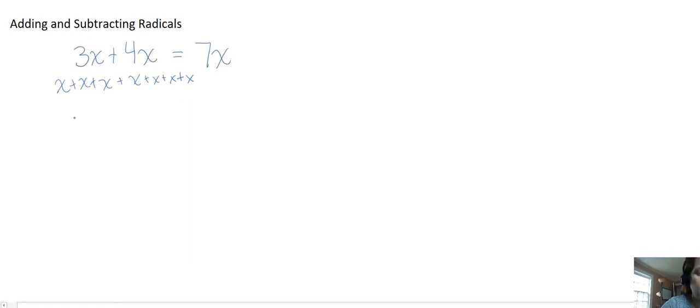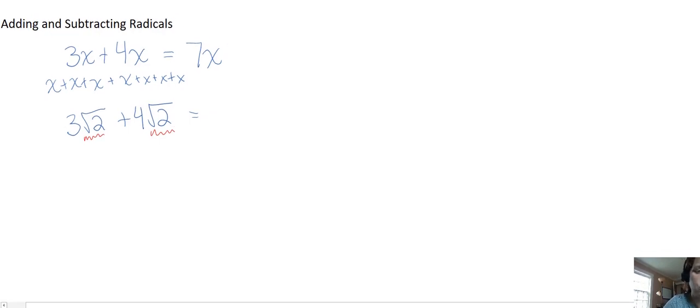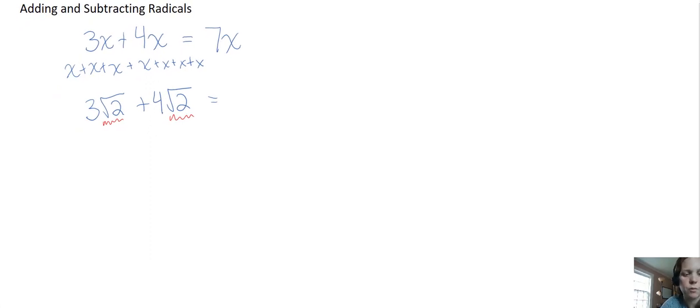If I have 3 root 2 plus 4 root 2, the thing that is in common is square root of 2. So I can combine these by adding the coefficients, which they're not technically coefficients, but we can think of them as coefficients. The 3 and the 4 combine to be 7 square root 2. So we keep that as the square root of 2. Okay, so we can combine like radicals by adding or subtracting their coefficients.